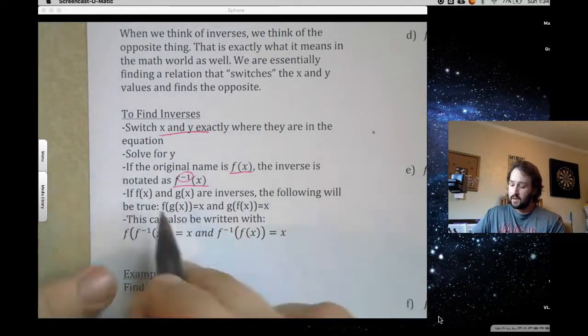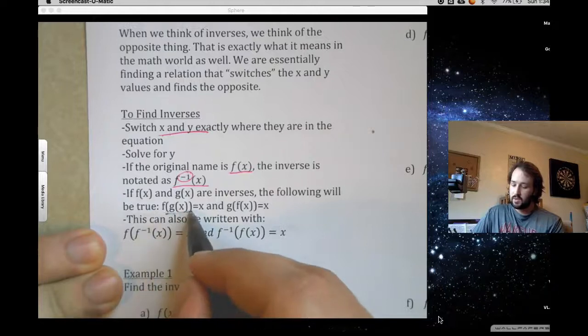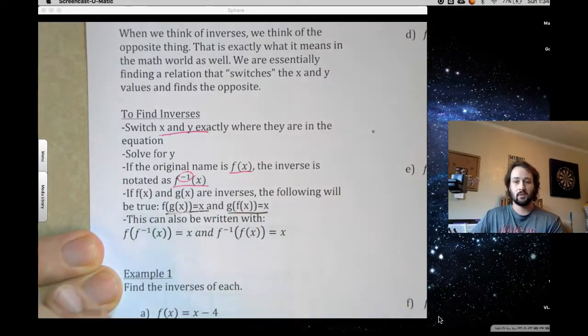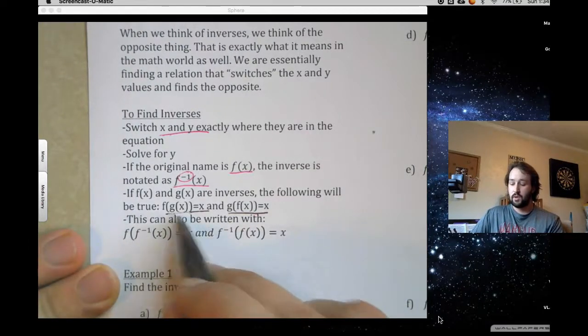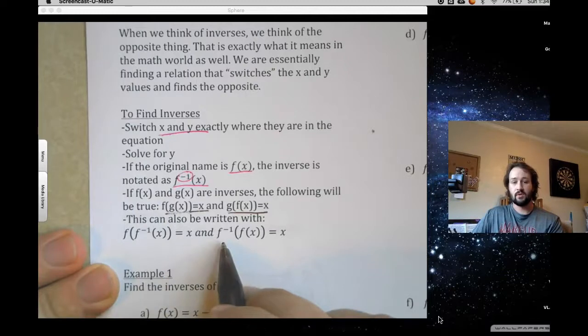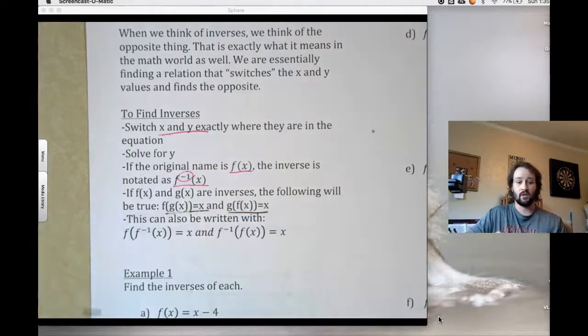Also, if f of x and g of x are both inverses, the following will be true. f of g of x will be x, and g of f of x will also be x. Think about unit 2, when we did composition of functions. If we do composition both directions, f of g and g of f, or f of f inverse and f inverse of f, they will both simplify to be x. That's a way to check that we're actually finding the inverse functions.